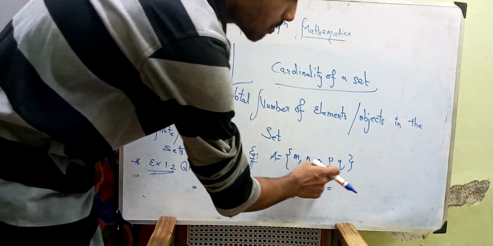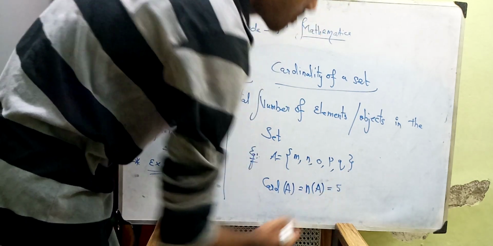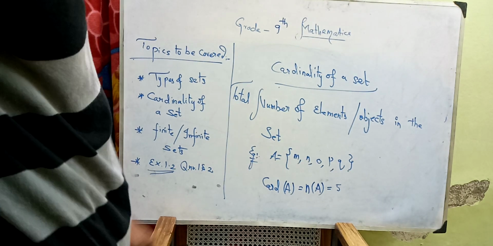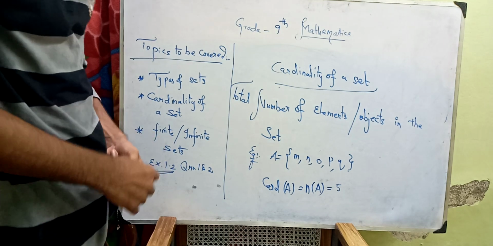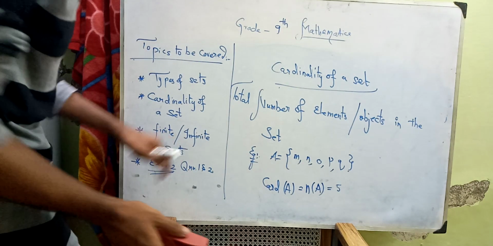1, 2, 3, 4, 5. So there are 5 total elements present in the set. So there is the cardinality of a set. Got it? Okay, let us move to the finite and infinite sets.